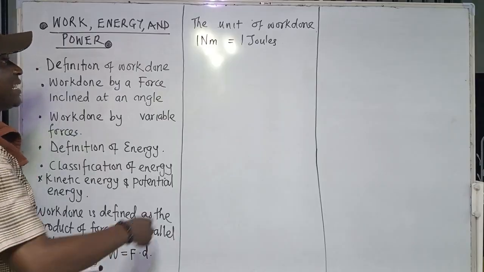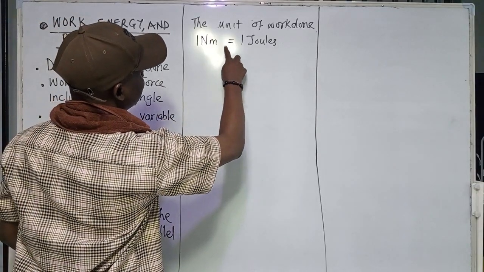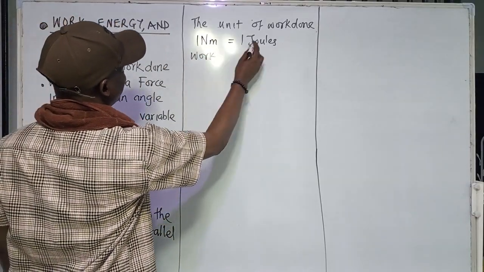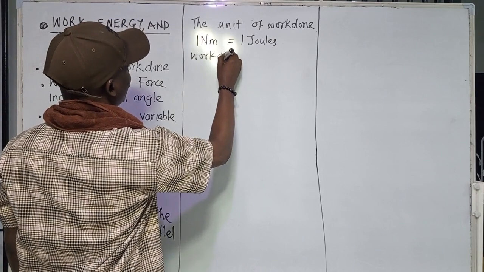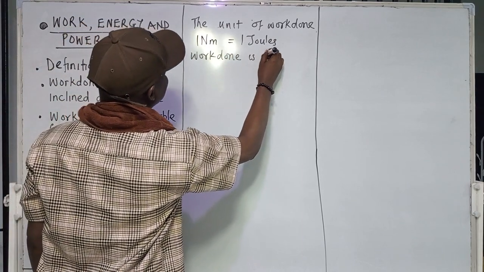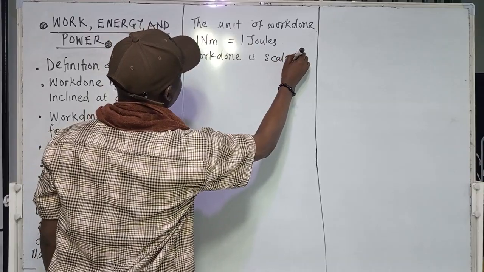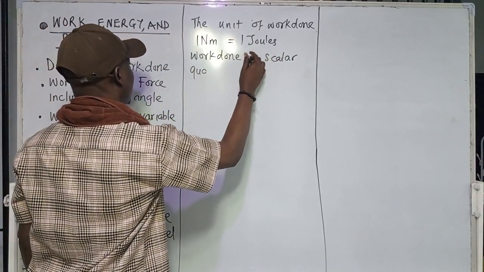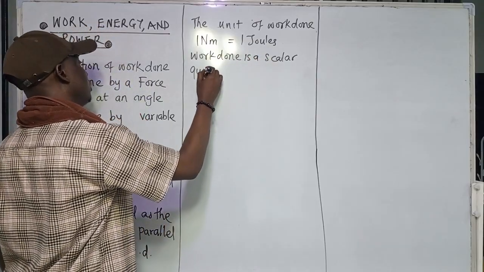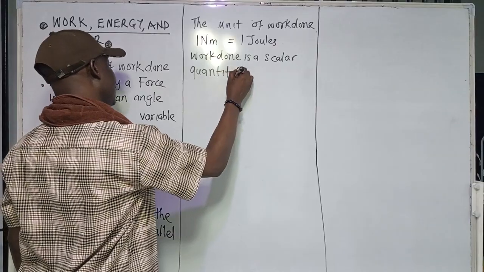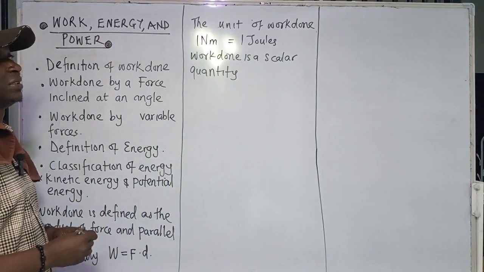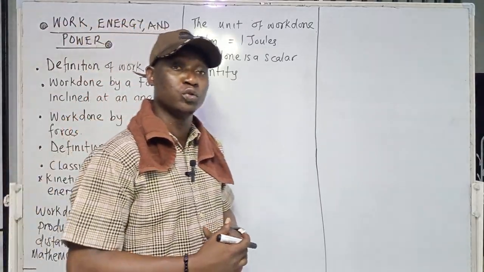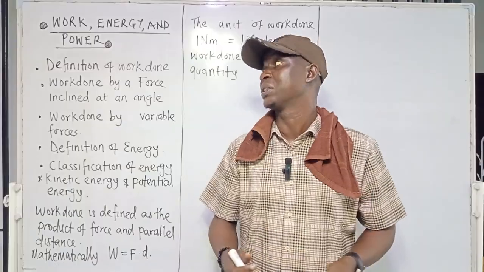Why do we use 1 Newton meter as 1 joule? Because work done is a scalar quantity. What is a scalar quantity? A quantity that has magnitude but no direction is what we call scalar.